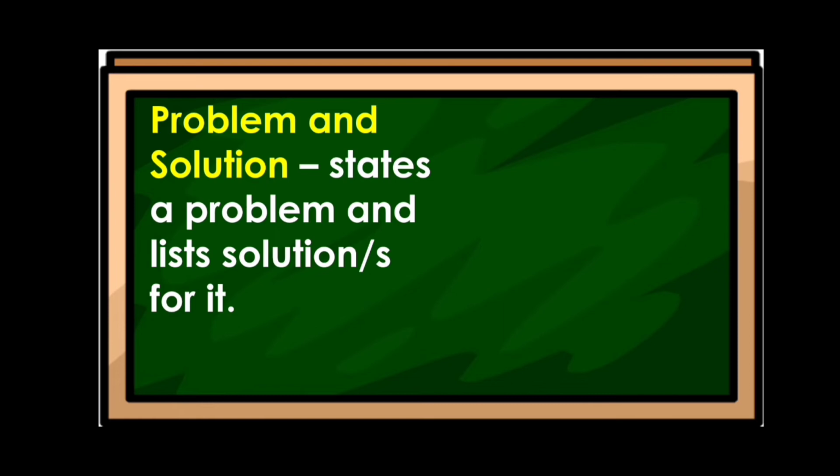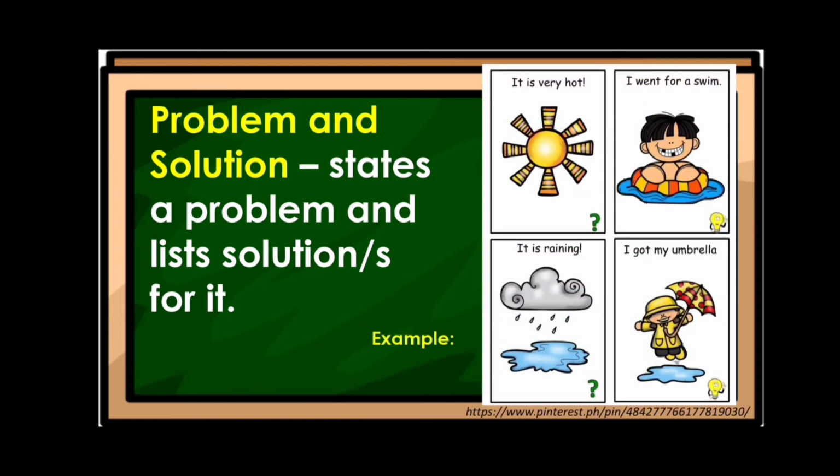So we have here an example. Alright, if the problem is it is very hot, the solution is just went for a swim. If your problem is it is raining, then just get an umbrella. That is an example of a problem and solution.